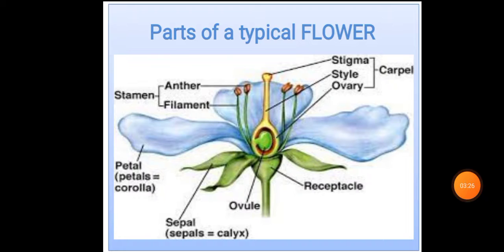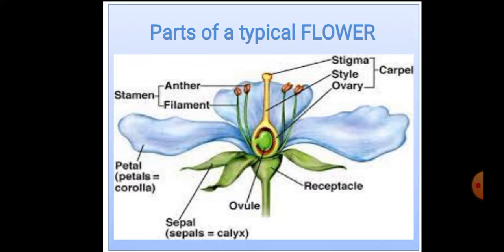By using this picture, you may understand how the parts are arranged in a typical flower. You see the green leaf-like structures present on the receptacle or thalamus; they are called sepals, or you may call them calyx. Above them you see petals. They are a colorful second whorl, which attracts insects because they are colorful and also contain odor.